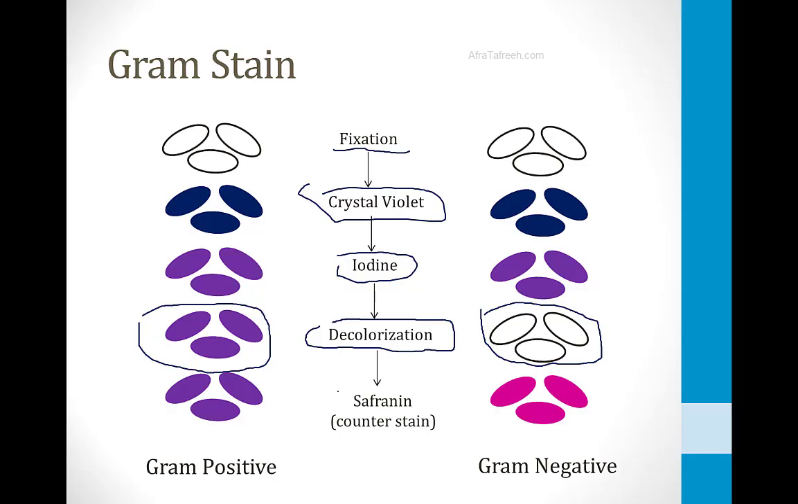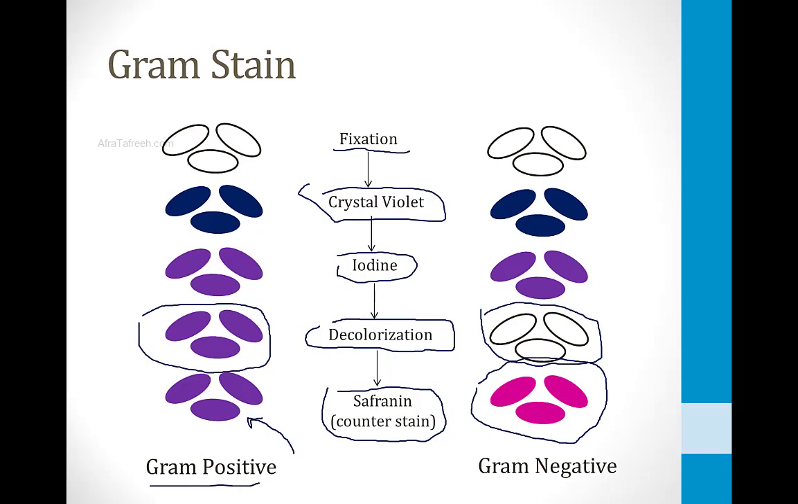After you do this, you add safranin, which is called a counterstain. It won't do anything to the gram-positive bugs. They will stay purple, but the colorless gram-negative ones will then become pink or red from the safranin. This is the way you do a gram stain, and at the end of the stain, the bugs will either be purple if they're gram-positive, or pink or red if they're gram-negative.